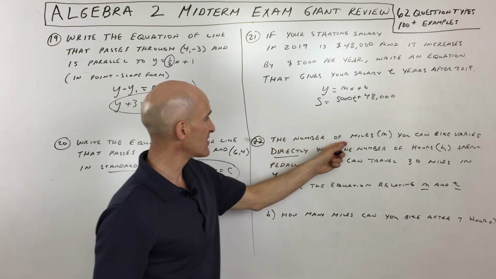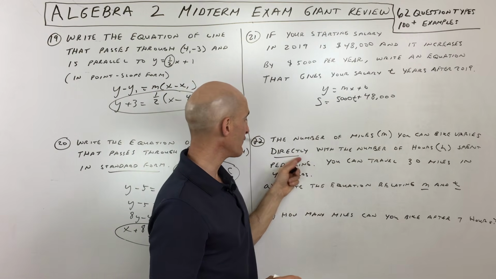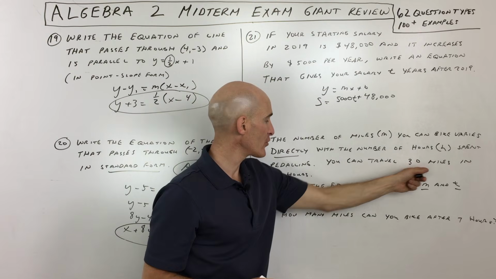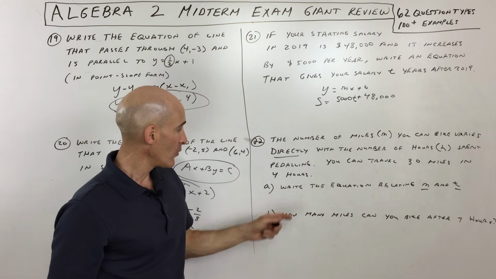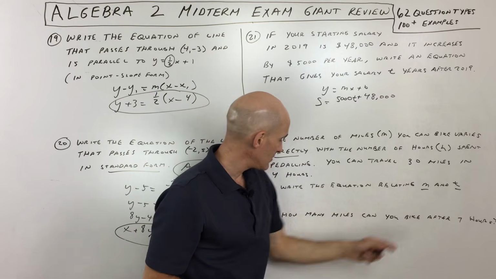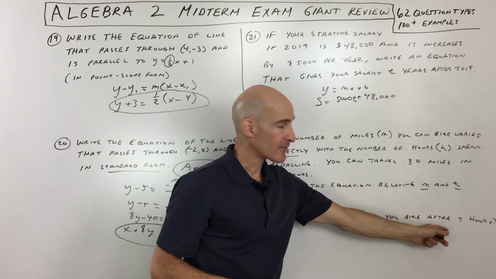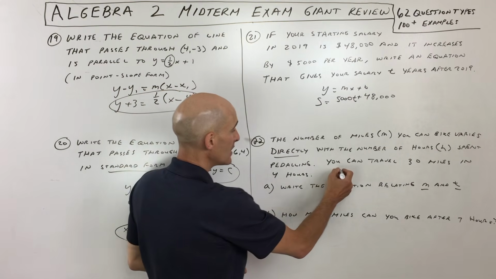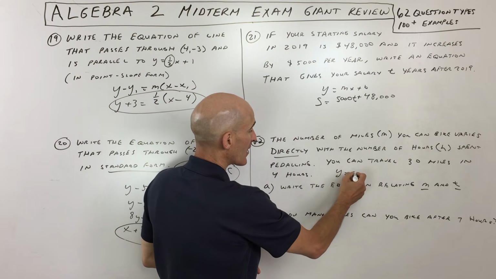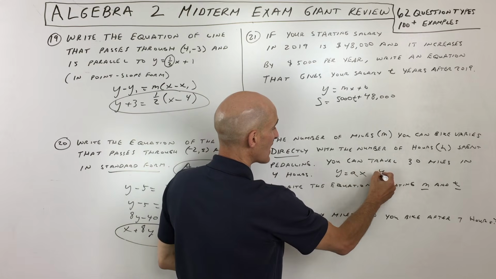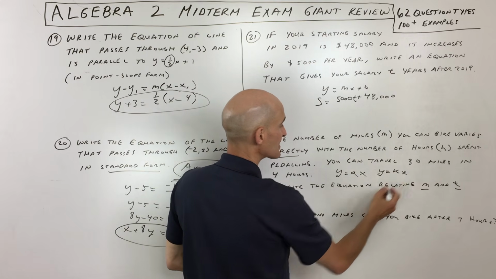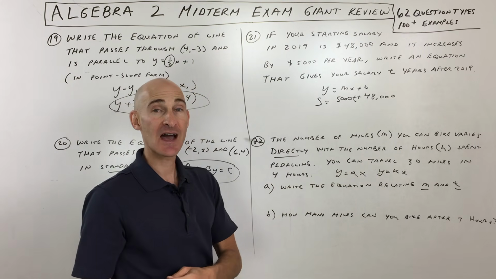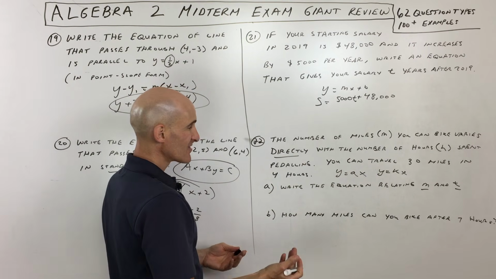Number 22 says the number of miles m that you can bike varies directly with the number of hours h spent pedaling. You can travel 30 miles in 4 hours. Write the equation relating m and t, and then how many miles can you bike after you pedal for 7 hours. Now, what they're testing us on in this question is the form of the direct variation. So y equals a times x or y equals k times x. It depends how your book writes it, but a or k is called a constant of variation, or you can think of it like the slope.